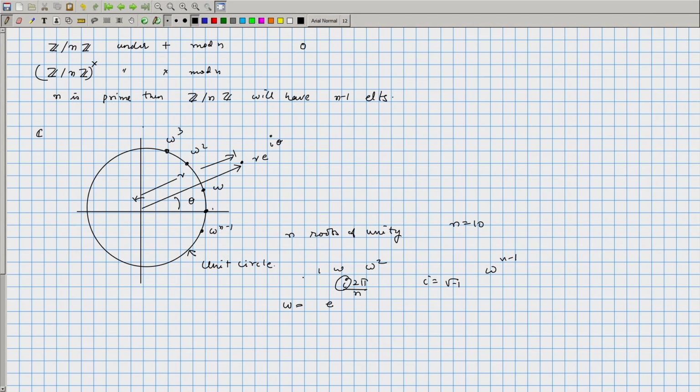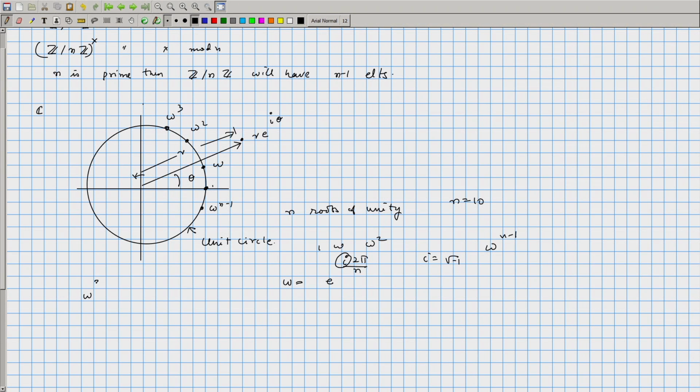So now let us just focus on these numbers. Do they form a group? Of course we have to think about what the operation is. If you multiply two of them, let us say n is 10, omega raised to 3 multiplied by omega raised to 9 is going to be omega raised to 12, which is omega raised to 10 into omega square, and that is just omega square. So here the multiplication is the complex multiplication restricted to these 10 numbers: omega, omega square up to omega raised to 9.